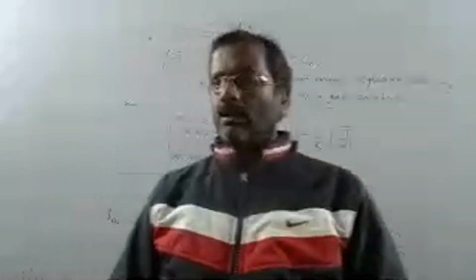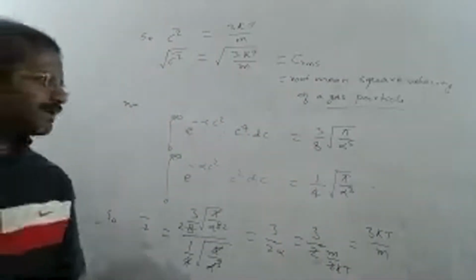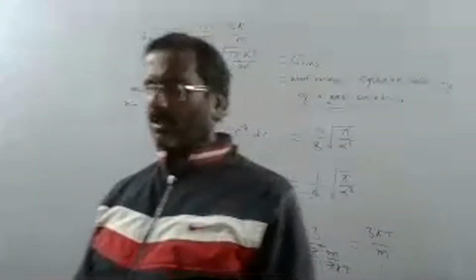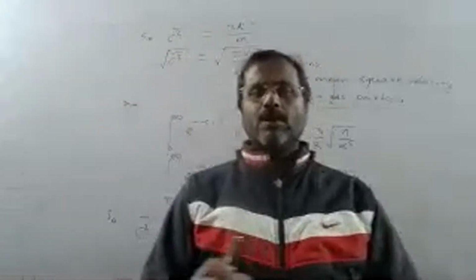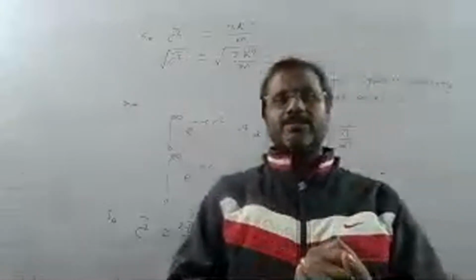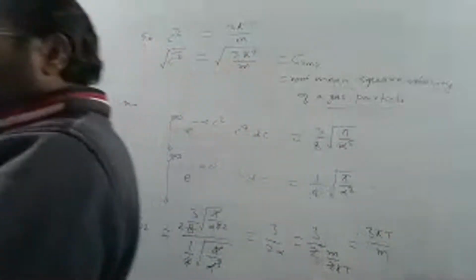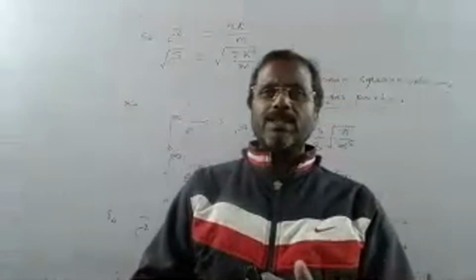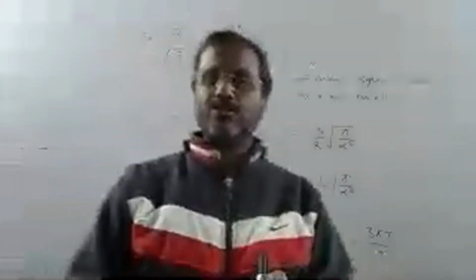So we have calculated the root mean square velocity of a gas particle by using Maxwell's velocity distribution formula. In the next class, we calculate one more deduction, the mean square velocity of a gas particle. So you just try it, and then in the next class we calculate it by using Maxwell's velocity distribution formula.